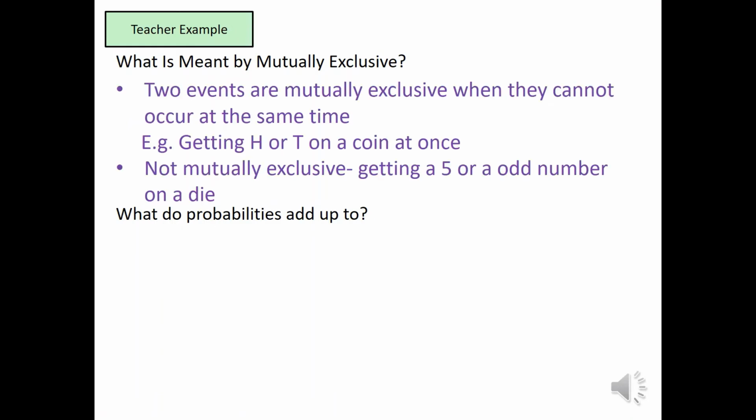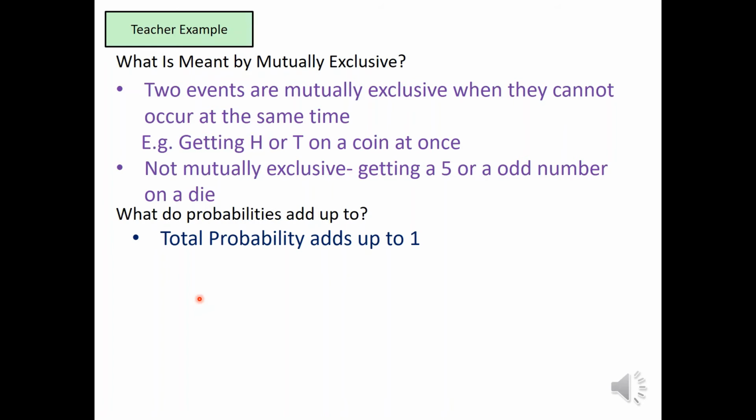Okay, so what is meant by mutually exclusive? Mutually exclusive means that 2 events cannot occur at the same time. A nice example of this would be that heads and tails cannot occur at the same time. You either get a head or you get a tail. An example of a not mutually exclusive event is getting a 5 or an odd number on a die, because you can get them at the same time.